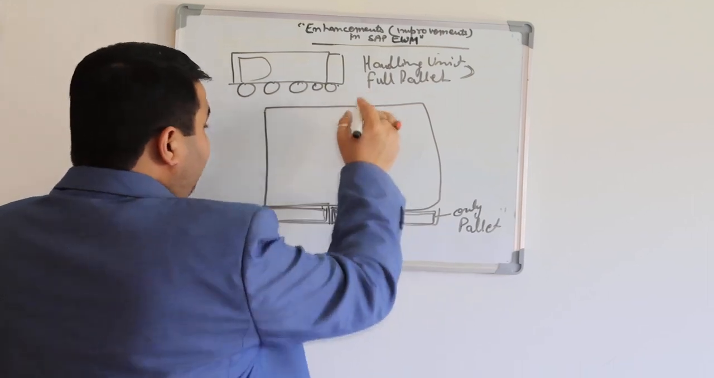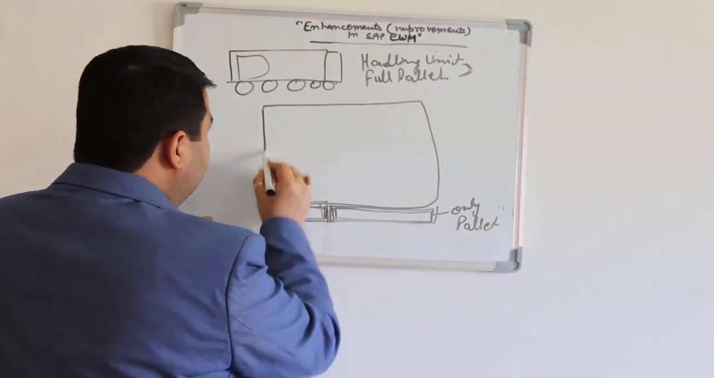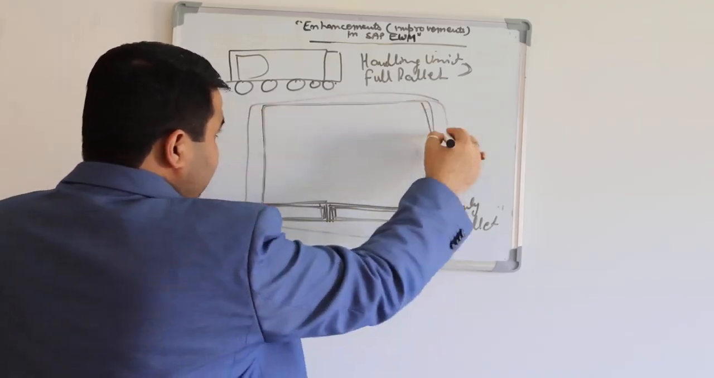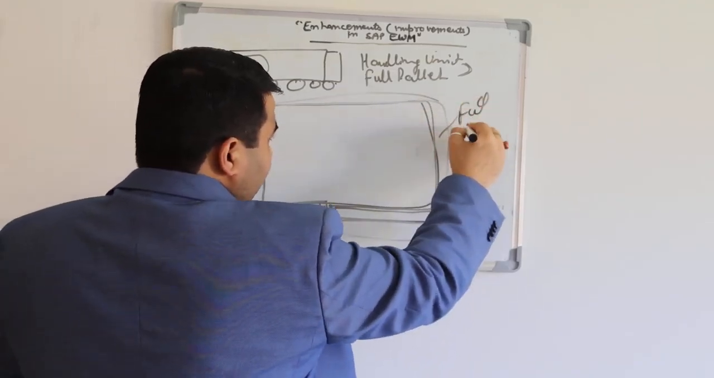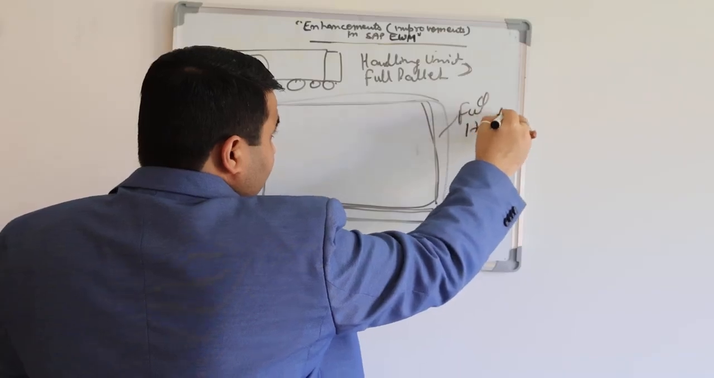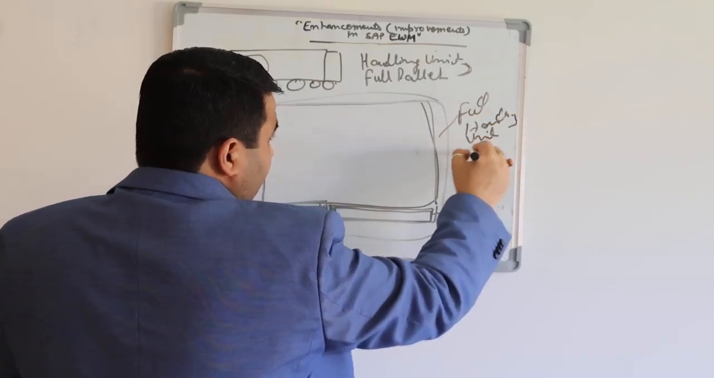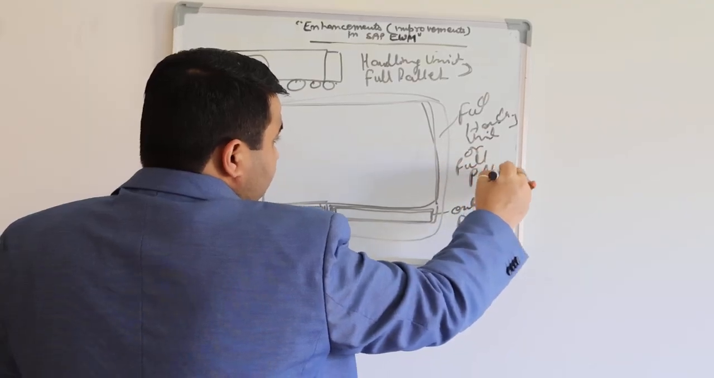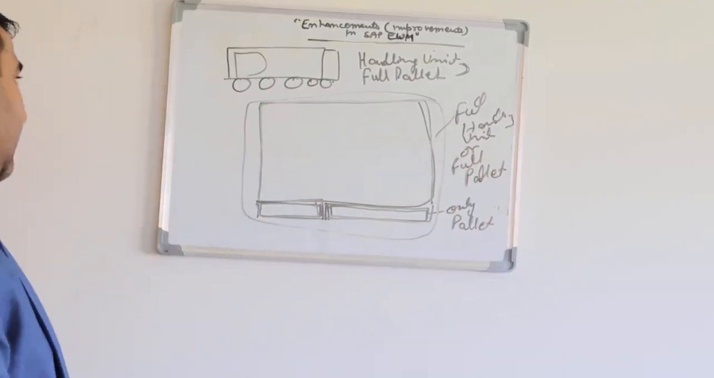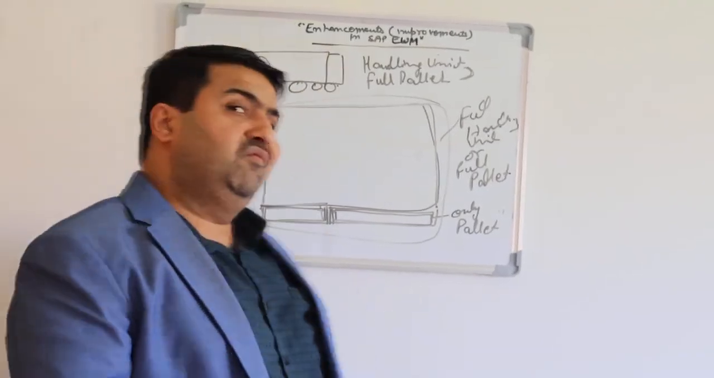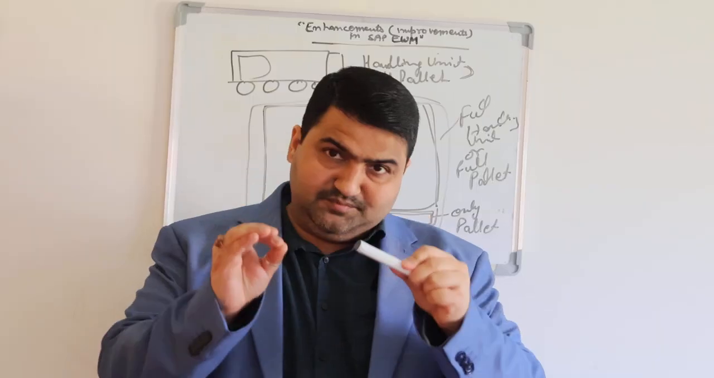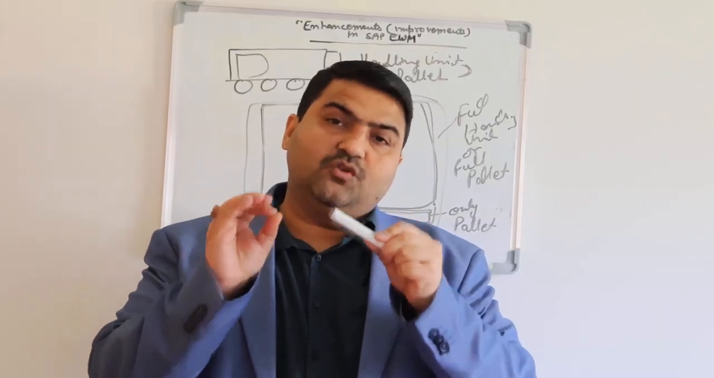Pallet. Full pallet means when we have the product on top of the entire pallet, we call this the full HU. Simple. Full handling unit or full pallet. Okay. Understand the business requirement. Why did we do this enhancement with this business requirement result?